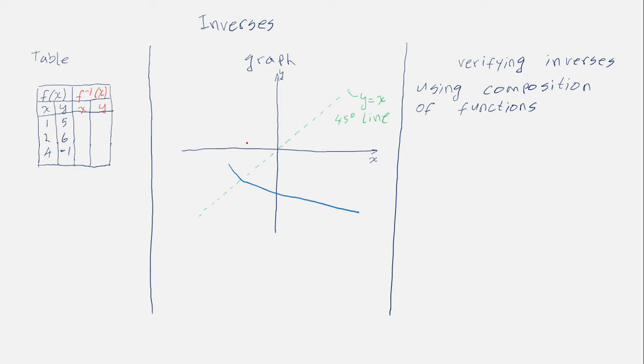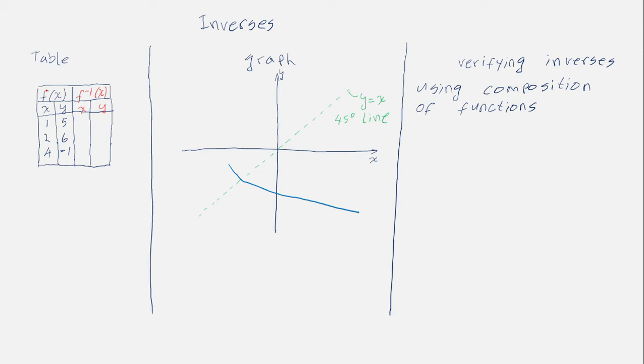Let's talk about inverses. Inverses are obtained by making x and y change places. That can be done in a table or in a graph or algebraically. Doesn't matter which way we do it, the basic principle is make x and y change places.